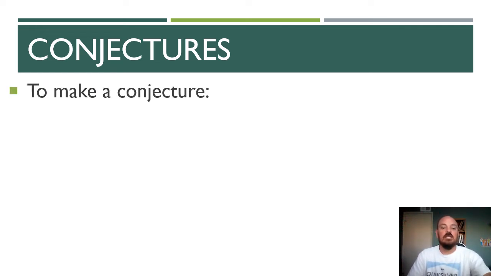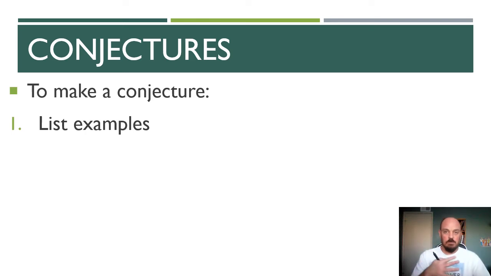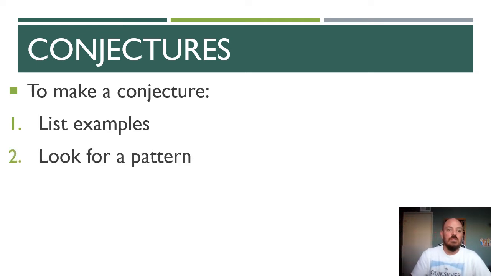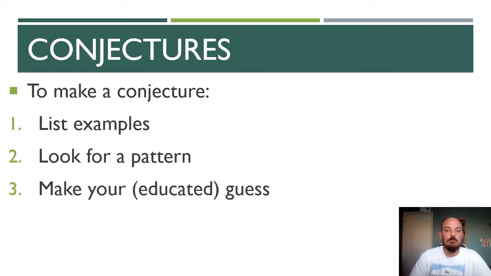So here's how you want to make a conjecture. The first thing you do is list examples. If you're looking for a pattern, you have to have something to find a pattern in. So list some examples of whatever you're talking about and see if you can find a pattern there. And that's step 2. Once you have all your examples, look for a pattern. Then you're going to make your educated guess, or what we call a conjecture.